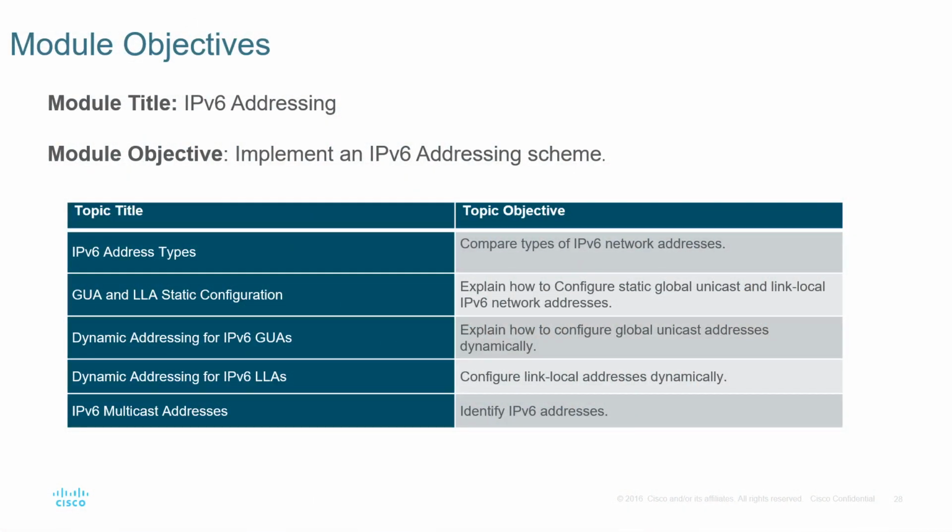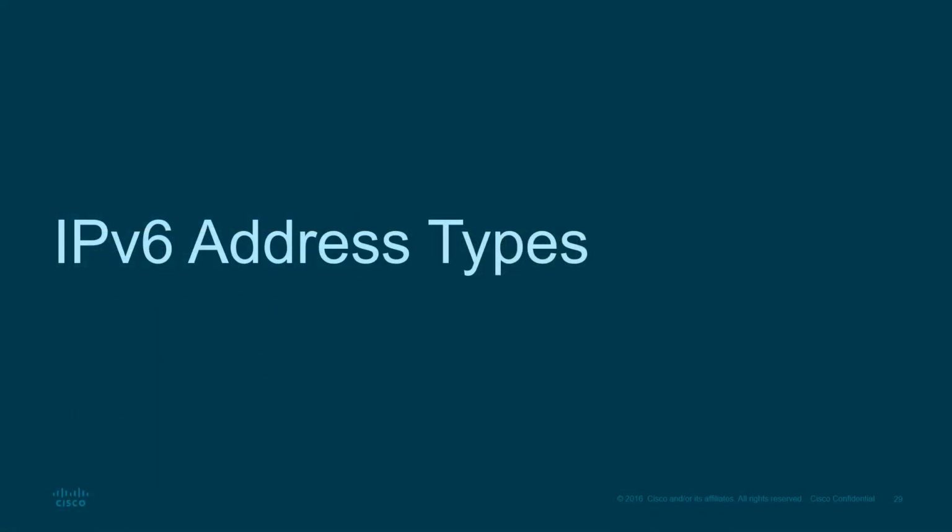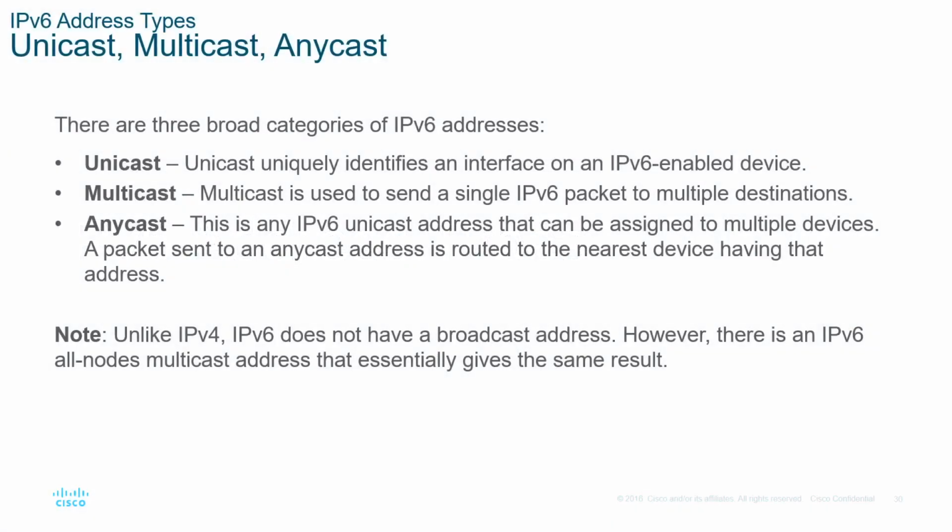Now, these are the things we're going to be talking about in this lecture. We're going to talk about IPv6 address types, the global unicast address, link local address, static configuration, and dynamic addressing for IPv6 global unicast addresses and link local addresses. We're also going to talk about the IPv6 multicast addresses. Let's start things off with the IPv6 address types.